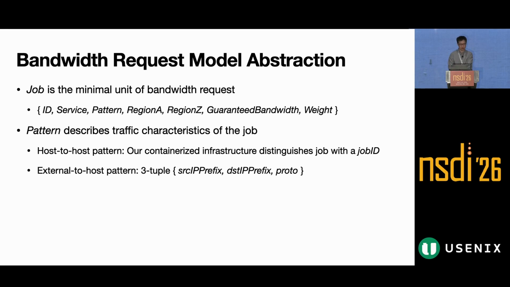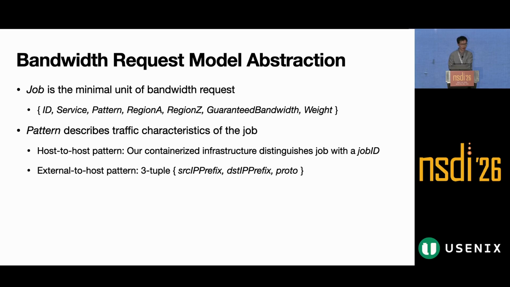The pattern field describes the traffic characteristics of the job, and we classify patterns into two categories. The first is the host-to-host pattern. In our containerized infrastructure, multiple services share the same computing resources. To distinguish traffic at the job level, packets originating from hosts are required to carry a unique job ID. This ID can be recognized by P4 switches and used to associate the traffic with the job.